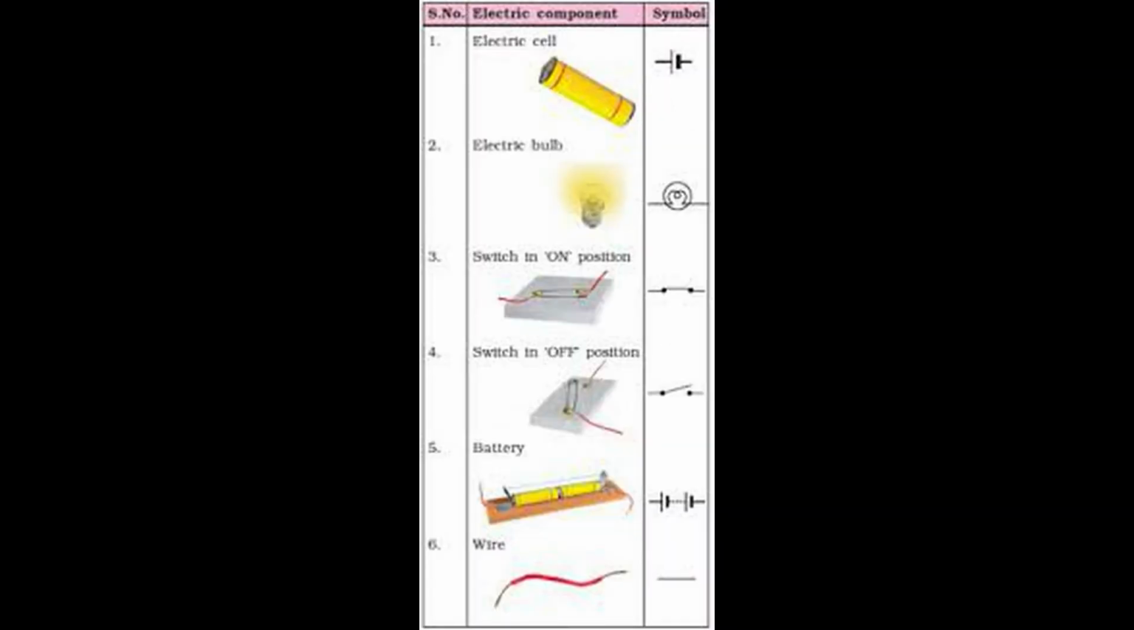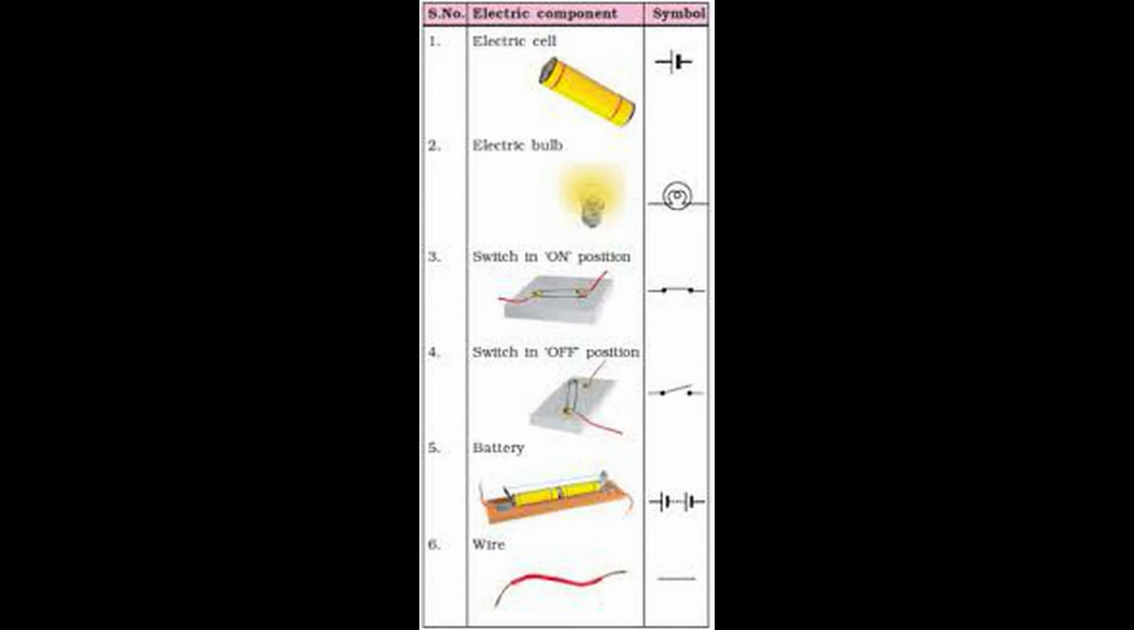In this slide, you can see different electric components. The first one is the electric cell. An electric cell contains two parts: one side is positive and the other side is negative. All of you have seen an electric cell. It is denoted by a symbol with one dark, short side and one light, long line on the other side.